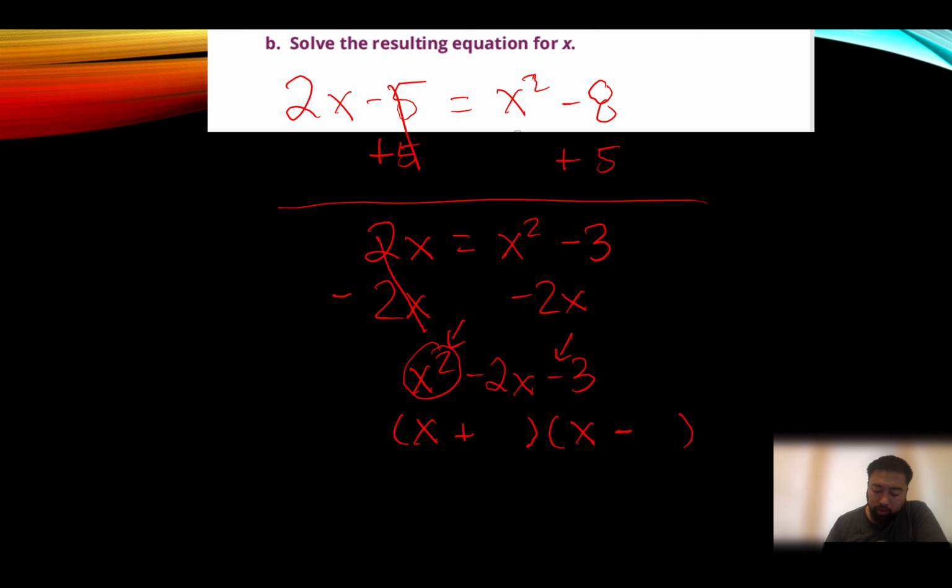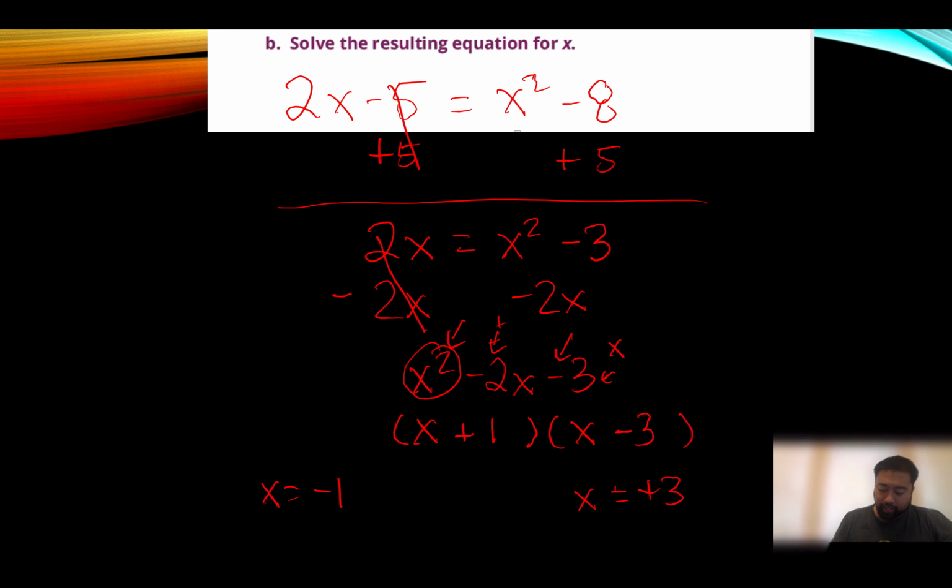Okay, and we're going to look at what multiplies to equal 3, but adds to equal negative 2. And that is going to be minus 3 plus 1. Set those equal to each other. X equals minus 1. X equals plus 3.